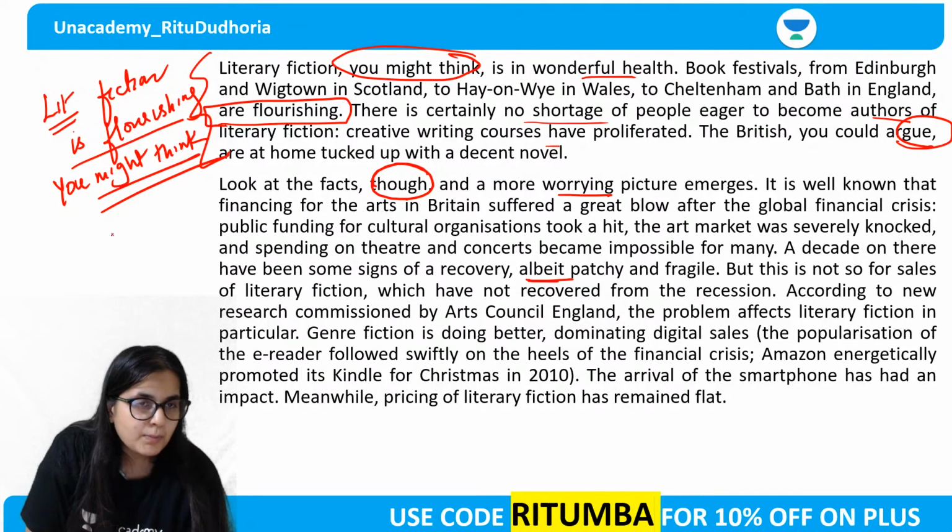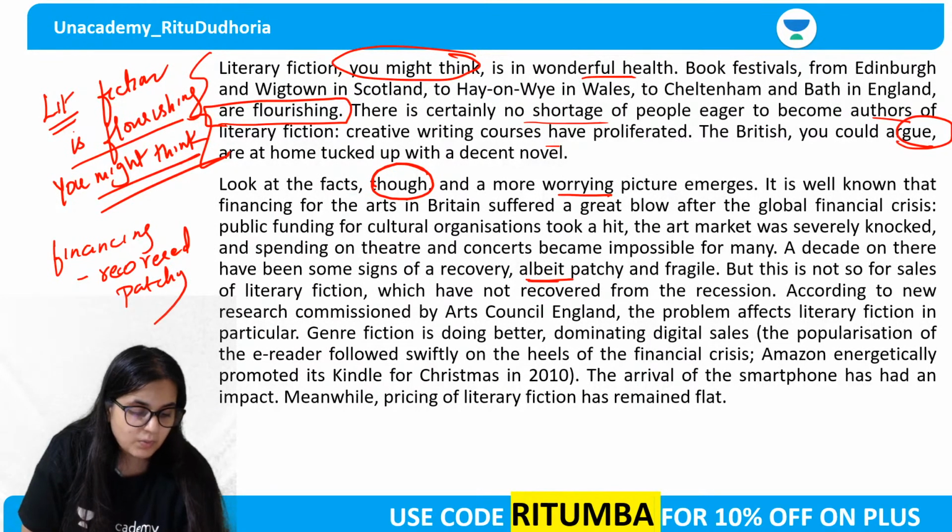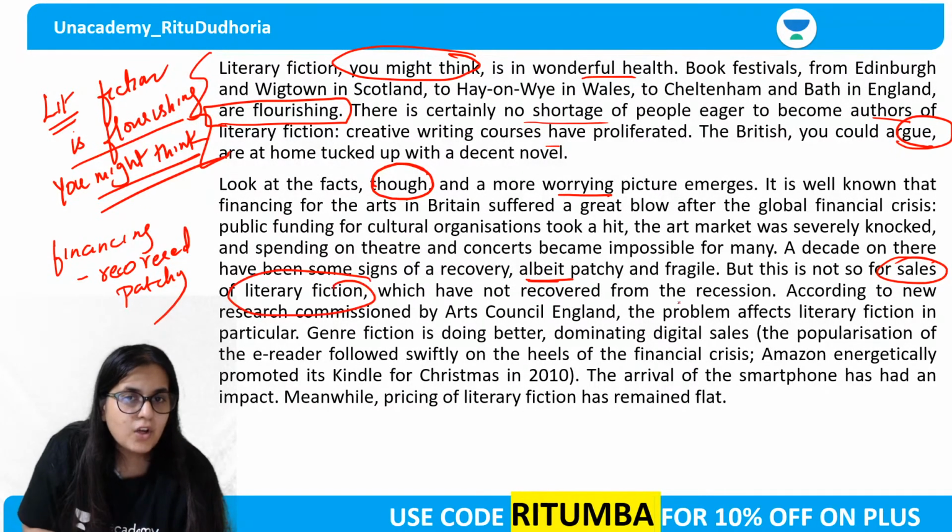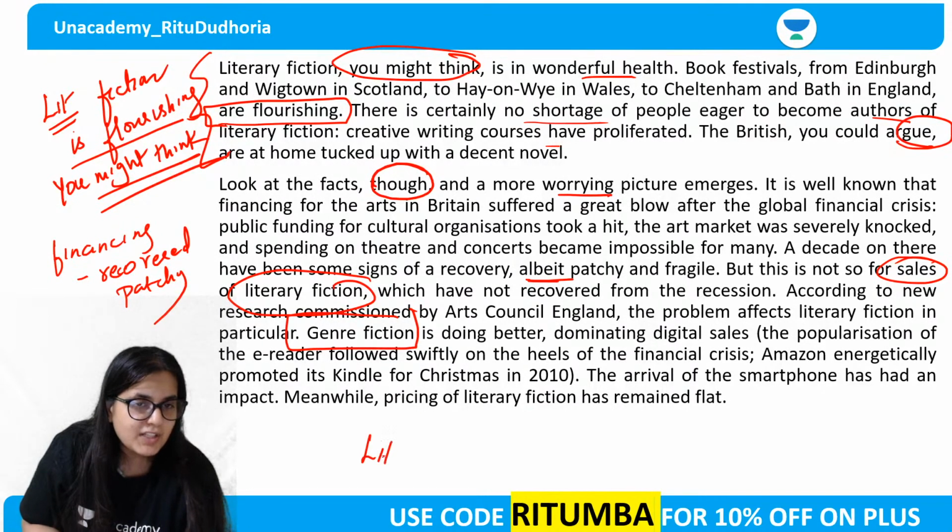Now guys, इसमें हमको प्रॉब्लम पता चली है. एक financing का ट्रबल था which has recovered. It has recovered but to an extent. Okay, patchy recovery हुआ है इसका. Yes, Pranjal. But what does it say? Sales for literary fiction have not recovered from the recession. Genre fiction is doing better. Dominating digital sales, Amazon, ठीक है. Arrival of smartphones. So guys, ये paragraph clearly बोल रहा है कि literary fiction versus genre fiction. Literary fiction के sales कम है. Genre fiction is benefiting particularly because of digital sales.